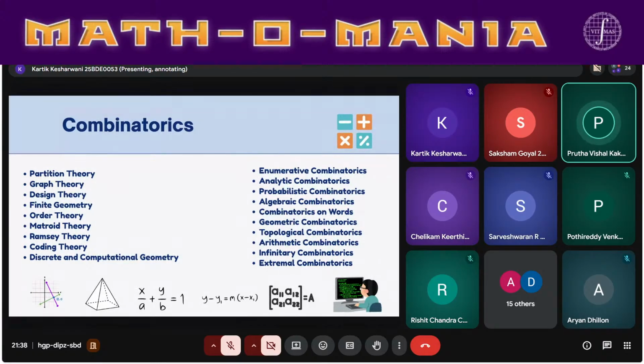Next, analytic combinatorics. It uses tools from complex analysis and Fourier methods to study asymptotic behavior of combinatorial structures through generating functions and frequency-based approximations. Then, partition theory. It studies ways of decomposing integers into sums. Fourier analysis and q-series help analyze distribution patterns and asymptotic growth of partitions.